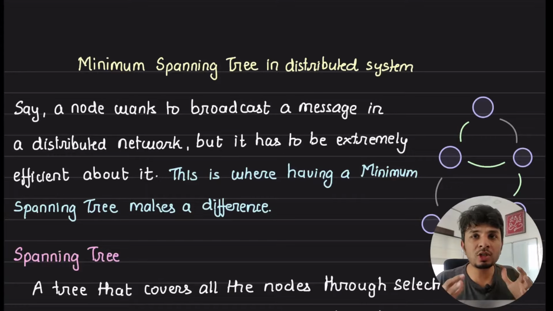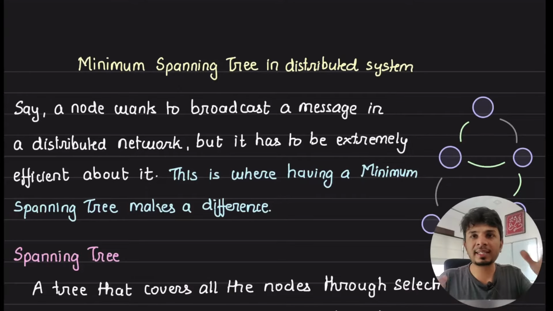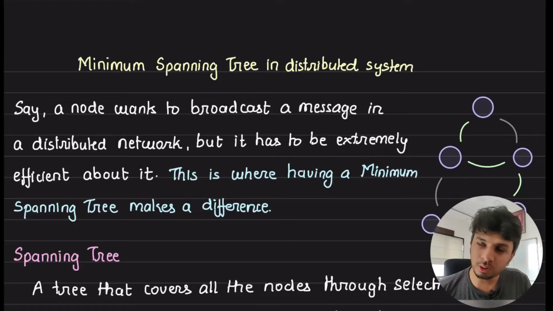So say a node wants to broadcast a message in a network, but this has to be extremely efficient. Given that broadcasting a message across a network is one of the most common operations that a network always needs to perform, we have to be extremely efficient about it. To do this efficiently, we use something called a minimum spanning tree.